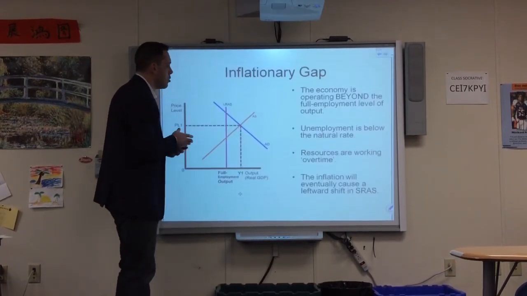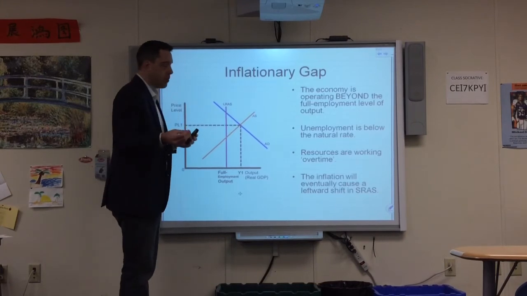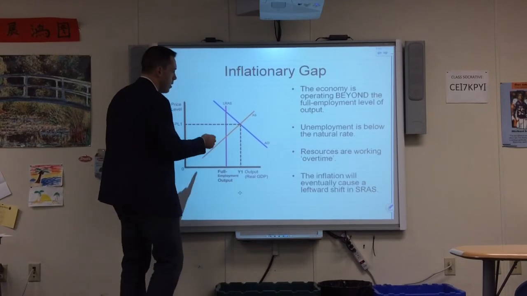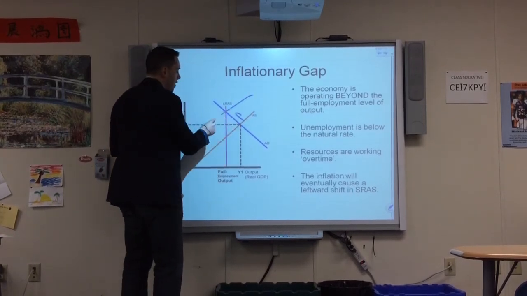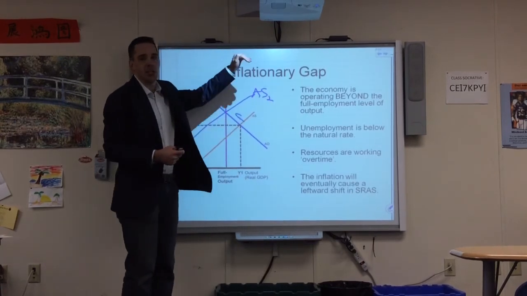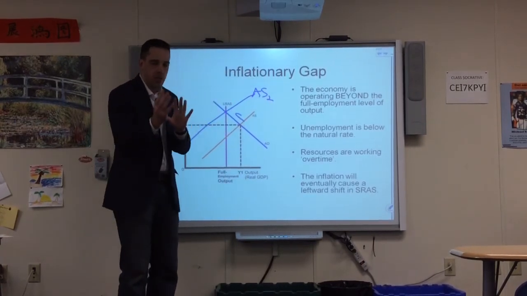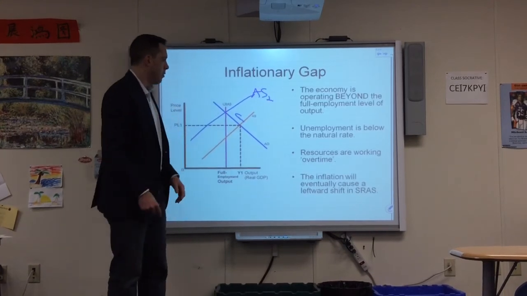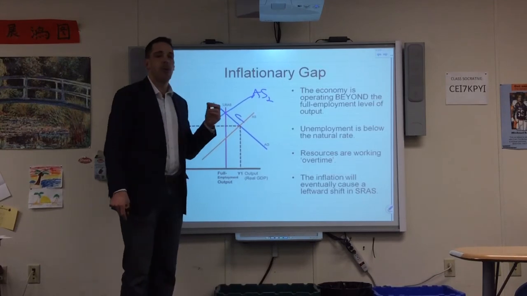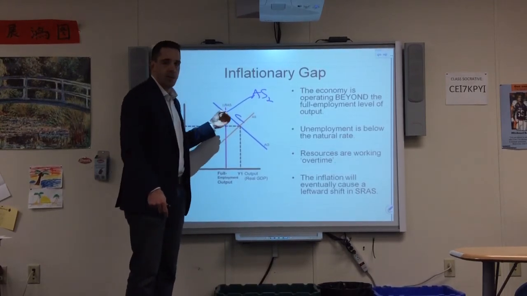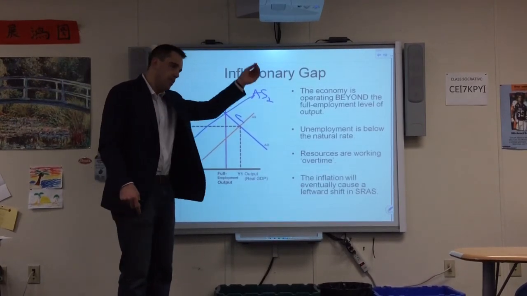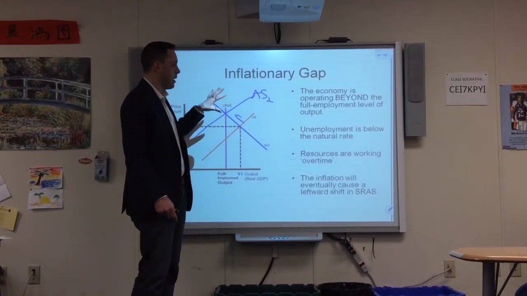If there is no change, no intervention by the Federal Reserve or the government here, what you're going to have is a leftward shift of aggregate supply. As wages continue to rise, supply is going to shift left. So resources are working overtime. Eventually, aggregate supply would shift left, and we would once again return to equilibrium. This is why we have a business cycle. We have a boom, then a bust, and then a boom, and then a bust, because the economy is self-correcting.